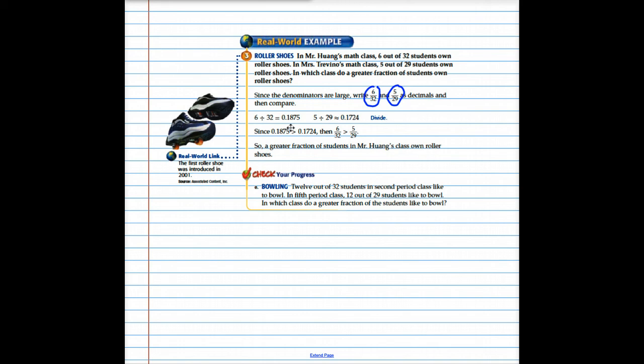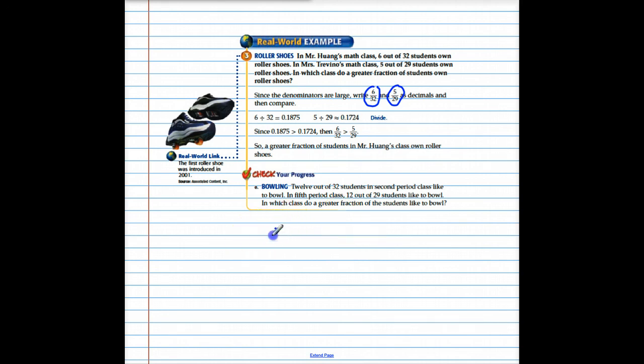which is actually 1/8, I believe. 5 divided by 29 is 0.174, approximately. They've rounded it off here. So 0.1875 is greater than 0.1724, so 6/32 is greater than 5/29.